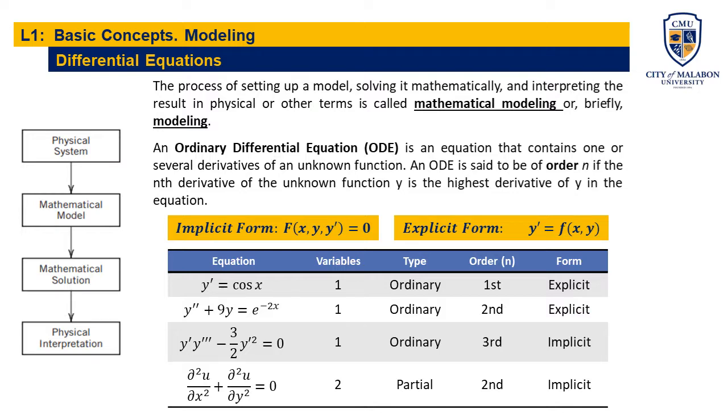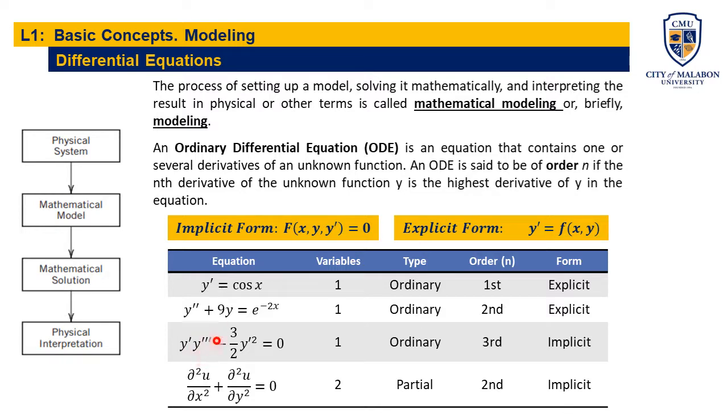Next, we have y prime times y triple prime minus 3 halves y prime squared is equal to 0. Obviously, this equation is written in the implicit form. This is also an ordinary differential equation of the third order because the highest order is on the y triple prime.